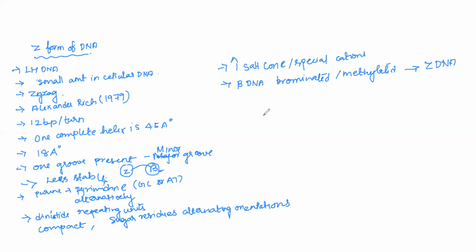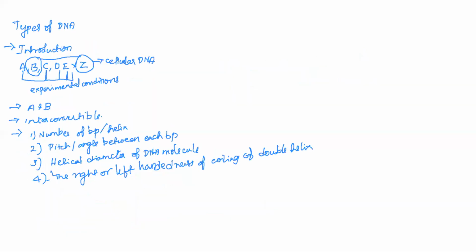So that's all about the types of DNA. Let me quickly recap what we have learned. Initially we had an introduction, where you learned the different types of DNAs which are present and how they differ. Four criteria were mentioned: the number of base pairs per helix, the pitch or the angle between each base pair, the helical diameter of the DNA molecule, and the right or left handedness of coiling of the double helix.